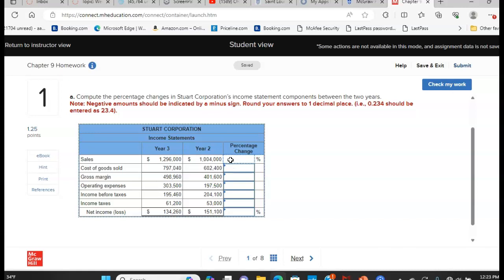Okay, so let's begin with our sales. You're comparing sales from year 2 against year 3. So the increase in sales went from 1,004,000 to 1,296,000. So year 2 is your base year. Subtract your year 2 sales from your year 3 sales, an increase of 292,000. Now take that 292,000 and divide that by the base year, which is year 2, the 1,004,000.